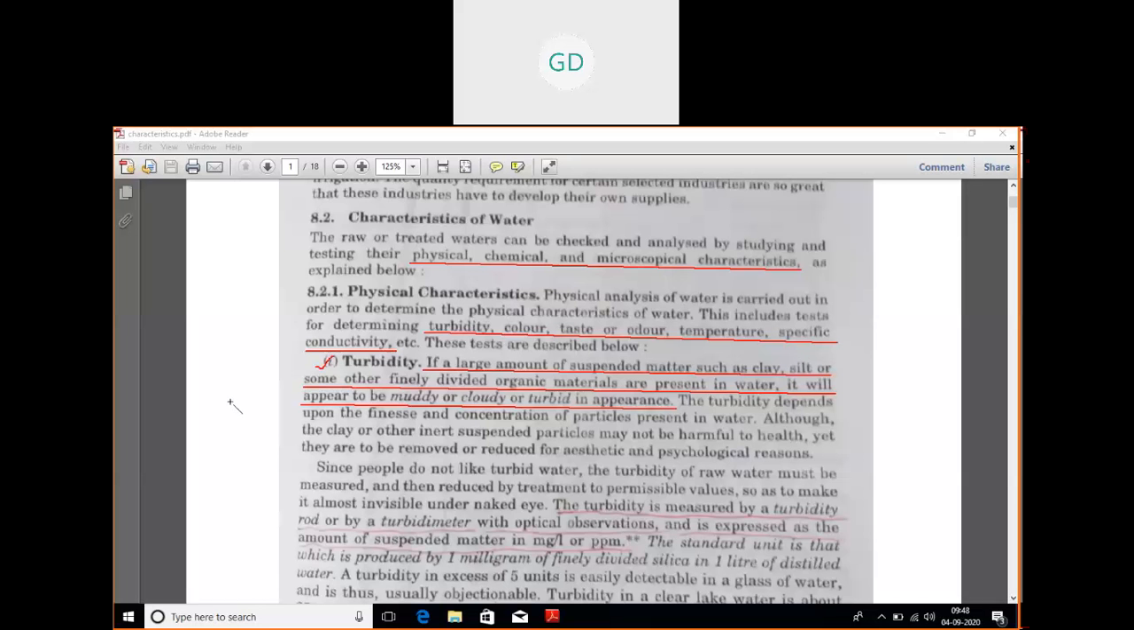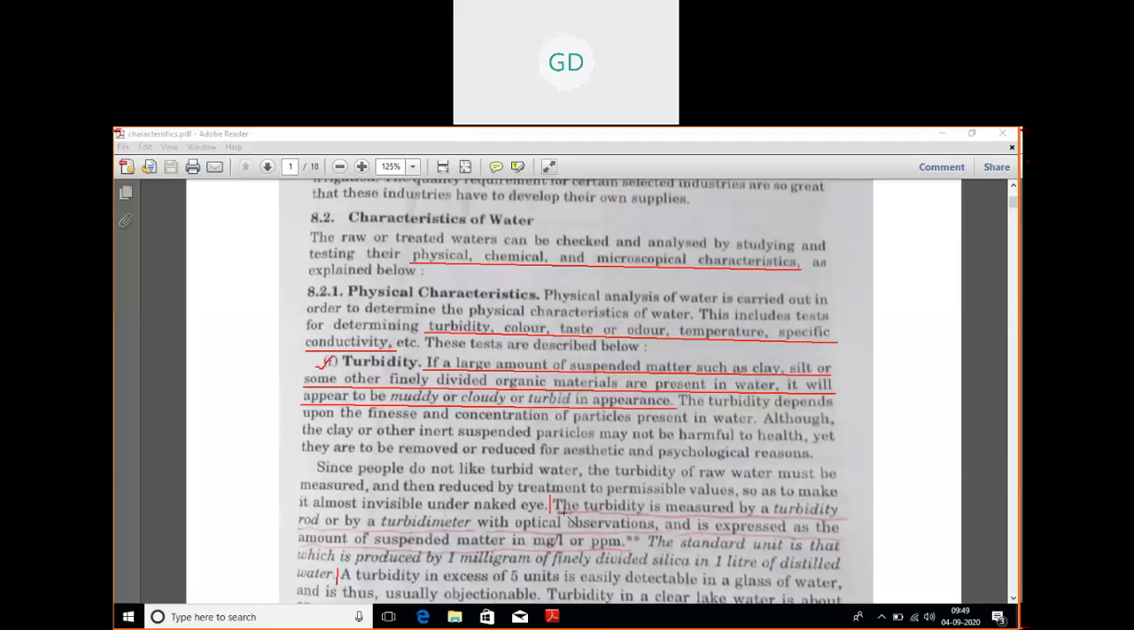People can drink it, or it will become invisible, meaning with naked eyes you cannot see. That much the water is treated, it is measured, and the permissible limit is also given to you by the government of India. So you see here one line, this one, this is already marked. Just see from here to here.